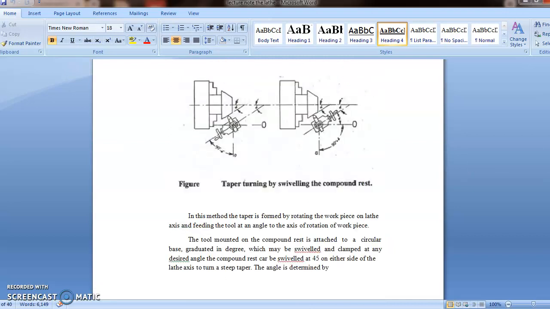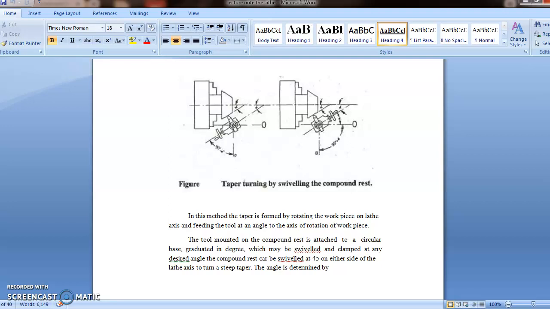Next method is by using a taper turning attachment. A taper attachment guides the tool in a straight path set at an angle to the axis of the lathe. The advantages of this method are the alignment of the live and dead center is not disturbed, any length of workpiece can be turned, and accurate taper on a large number of workpieces can be done.